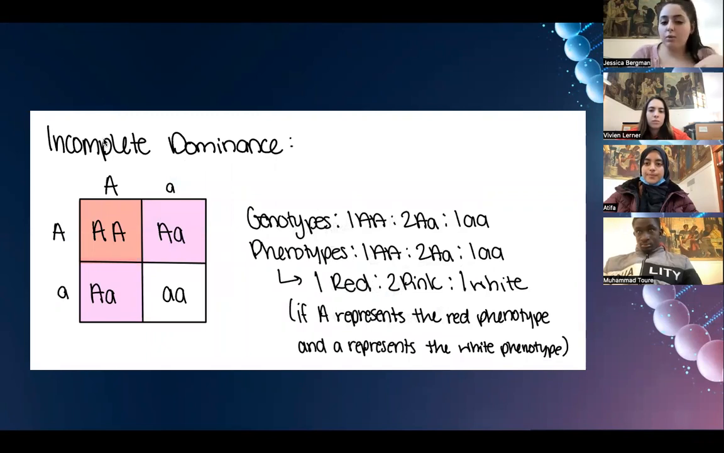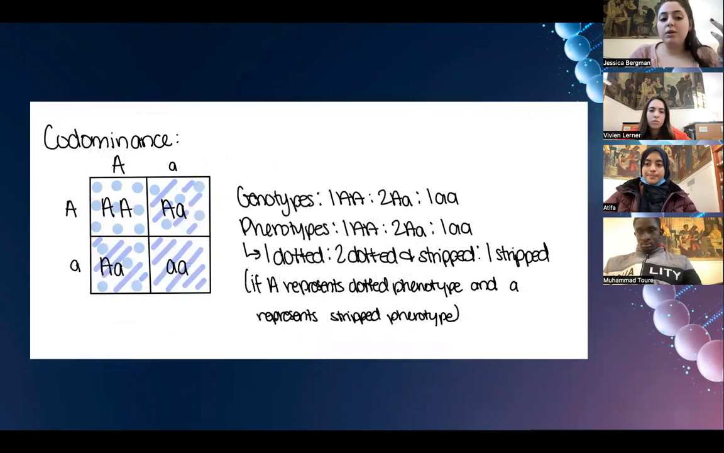We still have 1 homozygote dominant, 1 homozygous recessive, and 2 heterozygotes, but our phenotypes are now 1 to 2 to 1, as seen by the blending of the red and white to make pink. Similarly, with codominance, you have 2 different phenotypes and a blending of the 2. So we have 1 spotted, 1 striped, and we have a mix of the 2 as the heterozygotes, dotted and striped.